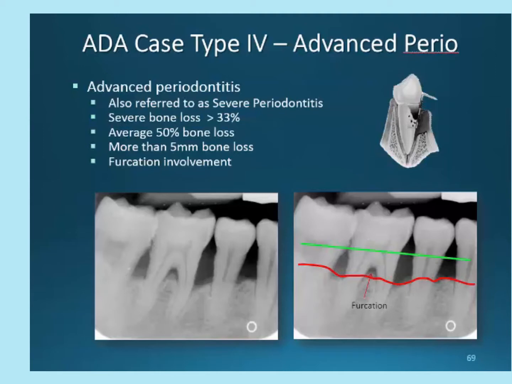Our last classification was advanced, which used to be called severe. Bone loss has increased over 30% in this stage. Probing depths are now reading 5 millimeters or more. Furcation involvement is commonly seen and obvious. Calculus may or may not be present.